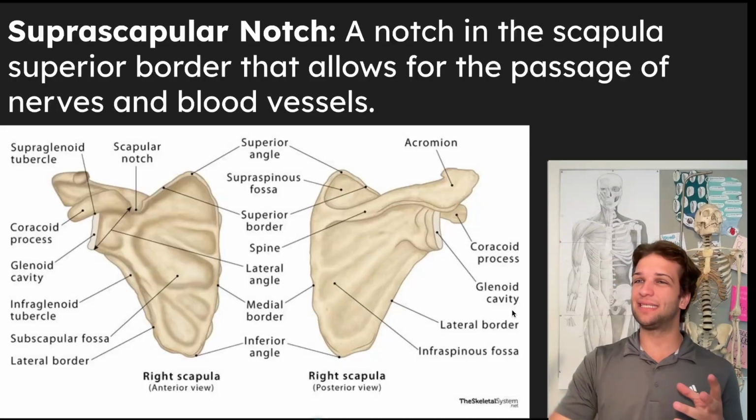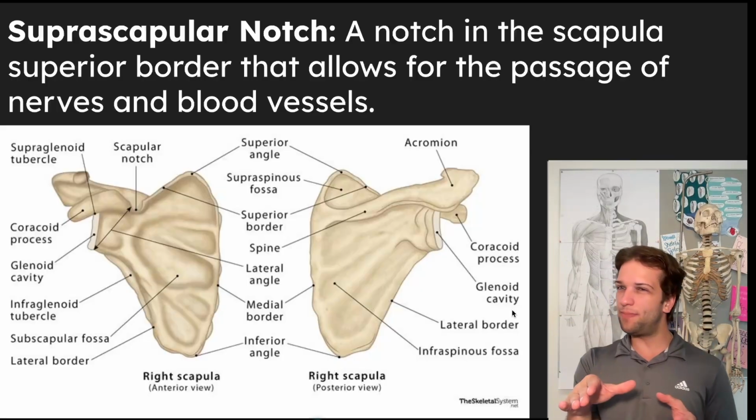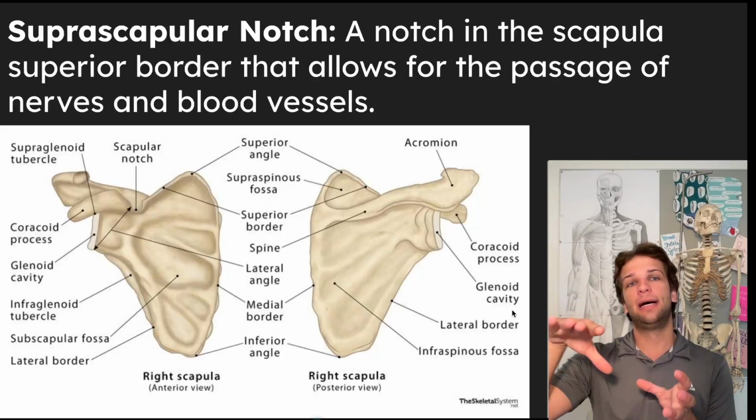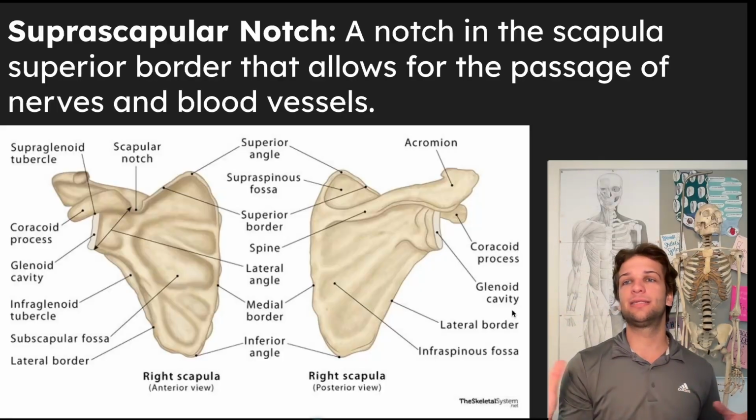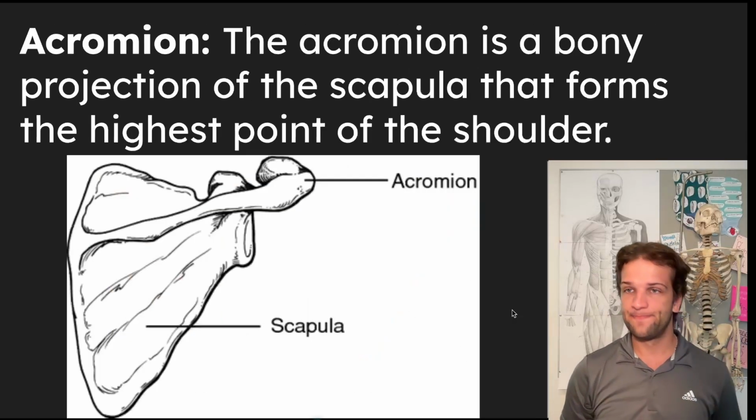Notches are really helpful because they allow for some nerves and blood vessels to move not so much through the bone, but have a path to get around the bone and to also innervate the bone in general.